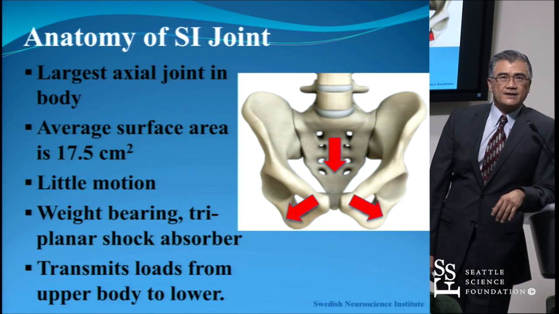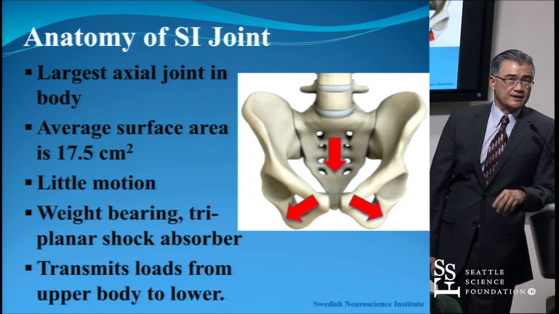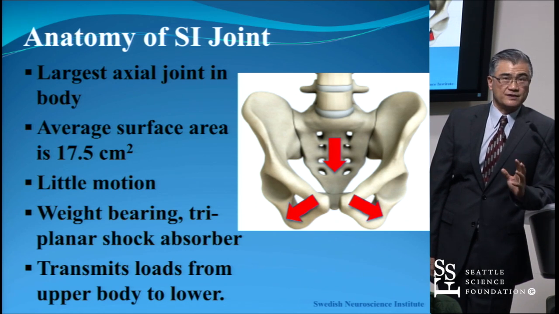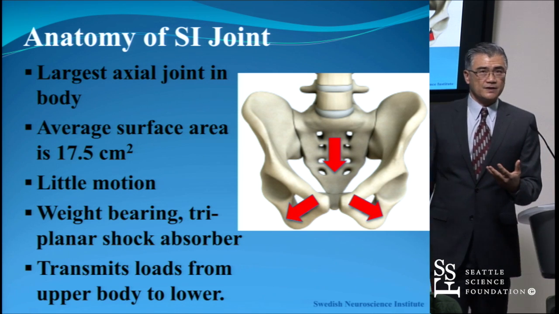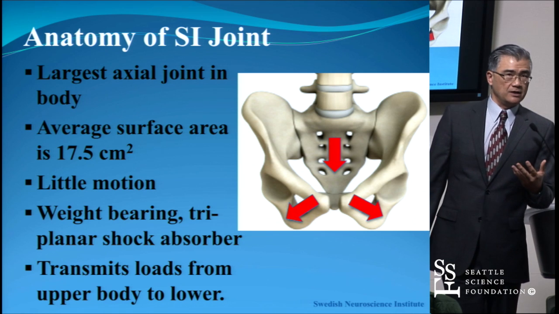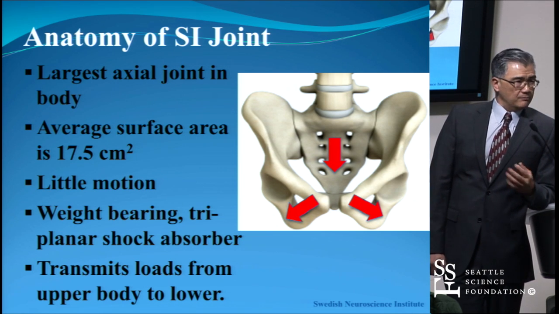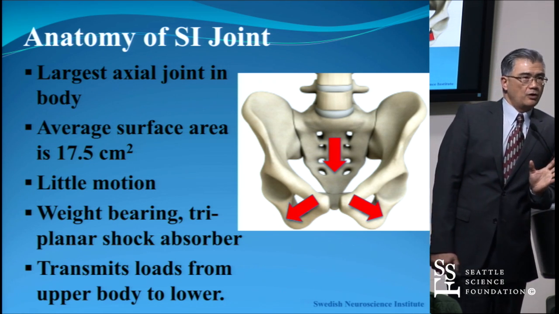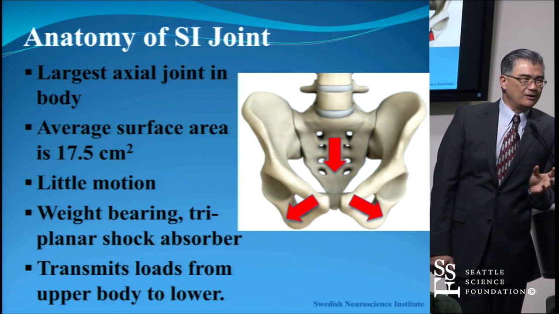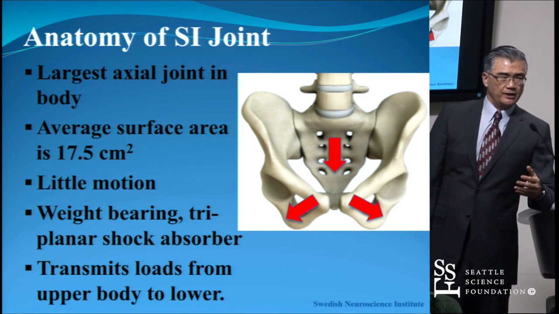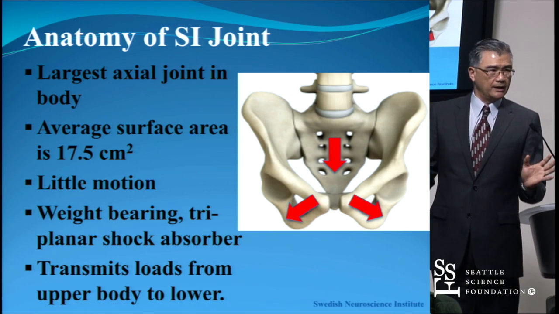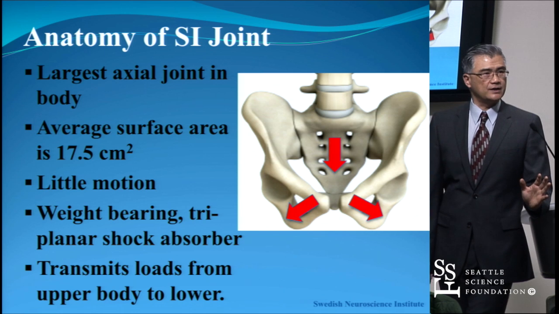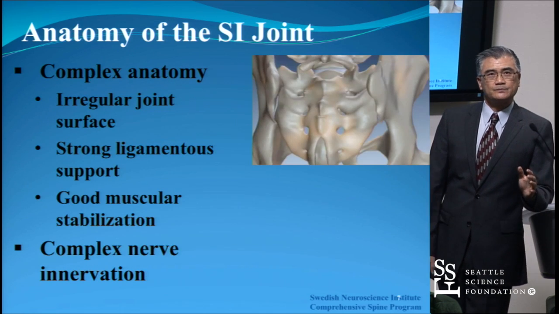Some basic anatomy. The SI joint is actually a very large joint. The average surface area is 17.5 square centimeters. It's a big joint, and the reason is that it's for weight bearing, as we can imagine. But it's not a mobile joint, only a couple of millimeters, especially when women are doing vaginal delivery, the SI joint may open a little bit. Other than that, the SI joint is not a mobile joint.